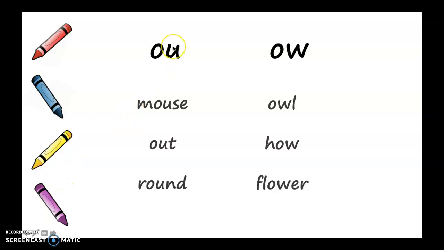The sound ow can be spelled two ways. It can be spelled OU, and it can also be spelled OW. Words with this sound and spelling include mouse, out, and round. Words that have the OW spelling but have the ow sound are owl, how, and flower.